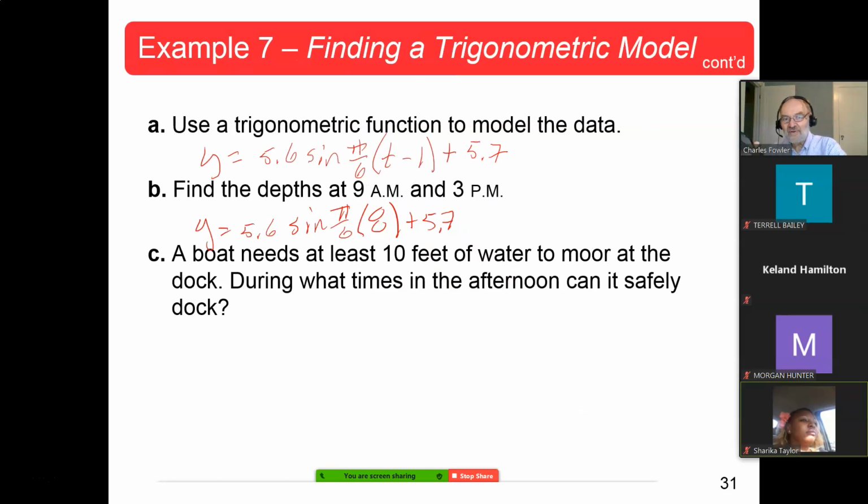The second question was at 3 p.m. Well, how many hours is that since midnight? 12 will get you to noon, 3 more are 15. So the second one here is y is equal to 5.6 times the sine of pi/6 times, what did I say, 15? Yeah, plus, oops, no, I forgot to subtract 1, 14.